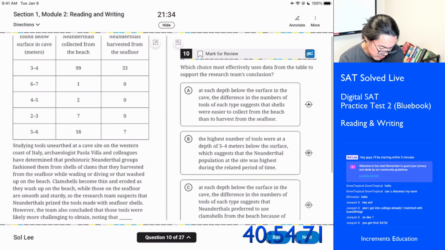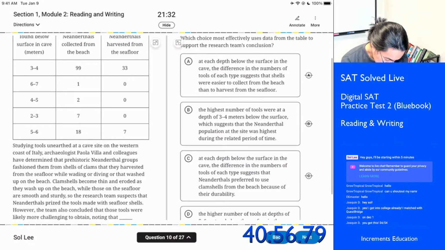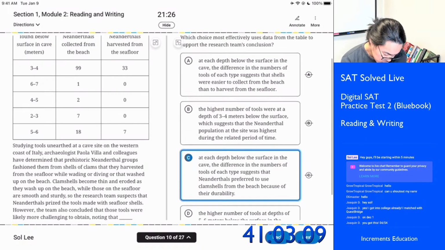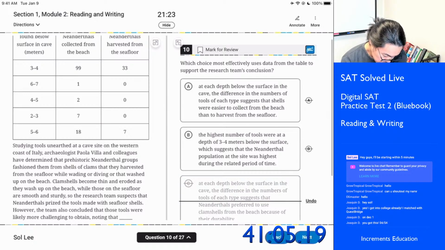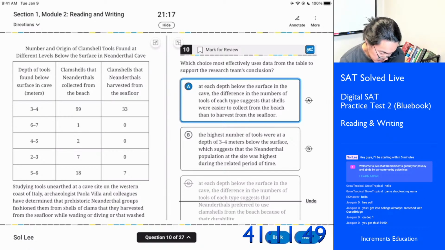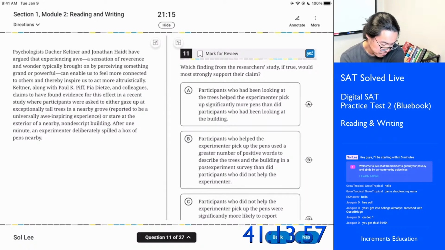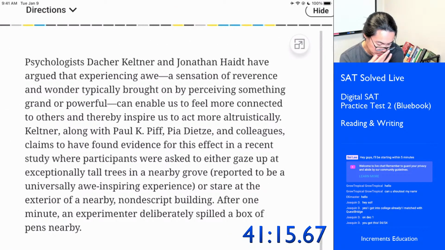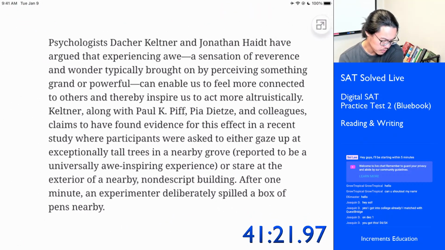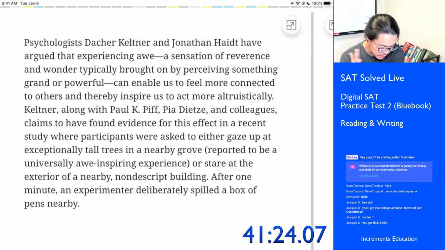So we're not looking at depth right now. At each depth, they prefer to use the shells from the beach, not for the durability. We're talking about at each depth, the difference suggests that shells are easier to collect from the beach than from the seafloor. We're not trying to compare between the depths. Okay, I'm getting confident that I can get 54. I'm thorough enough, and my brain is turning on.